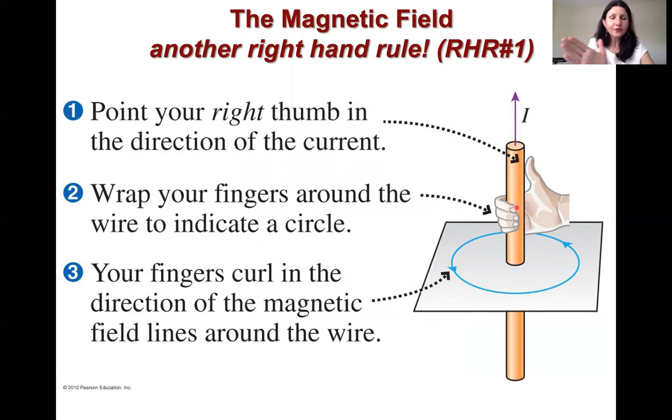And then you curl your fingers around, and the curling is what's going to represent the direction of your magnetic field, or the magnetic field lines here. So you see thumb up, and that's how you get the curling in this case, if you look from above, counterclockwise. So that's exactly how you get this circle. So this is how you would use your right-hand rule. And you could see that if the thumb was pointing down for the second example with the current going down, then your fingers curl clockwise, so you get that reverse direction.